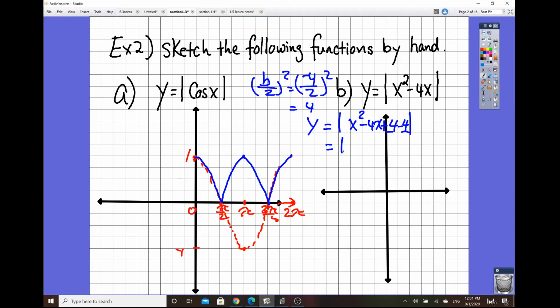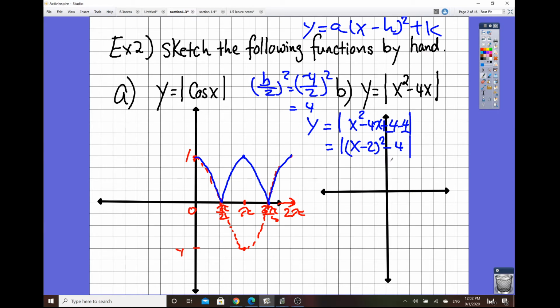So what we have here is the absolute value of x squared... let's just factor the trinomial, the first 3 terms. Once you factor it, it's x minus 2 quantity squared, and then minus 4. As you may notice, the vertex form for the quadratic function is a times the quantity x minus h squared plus k. So 2 and negative 4, that's the vertex.